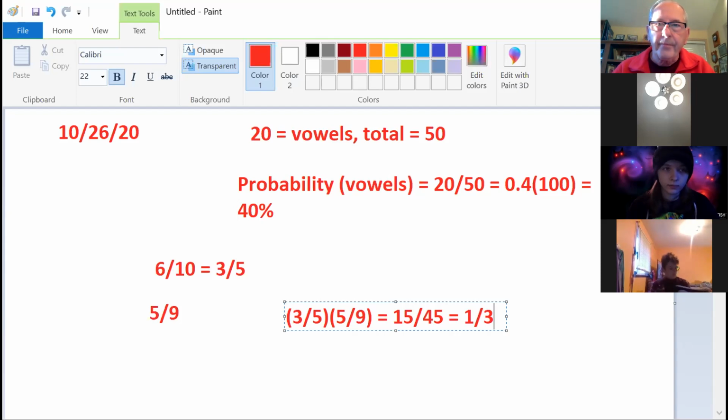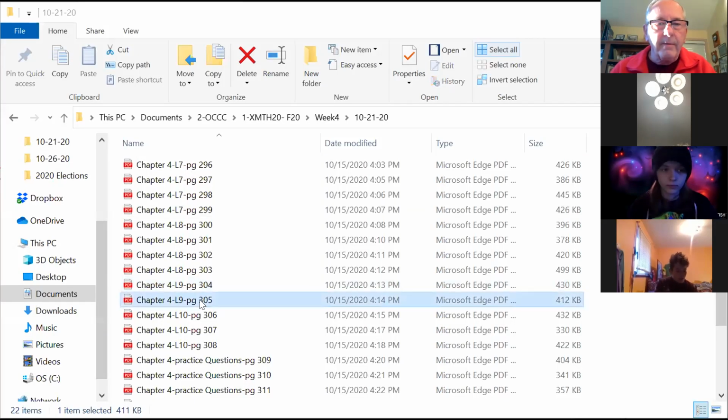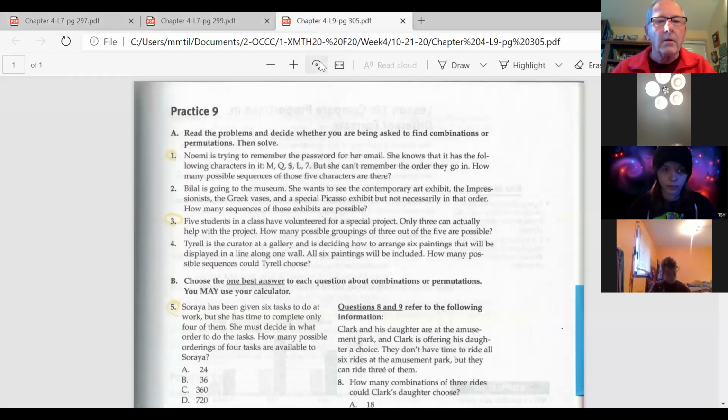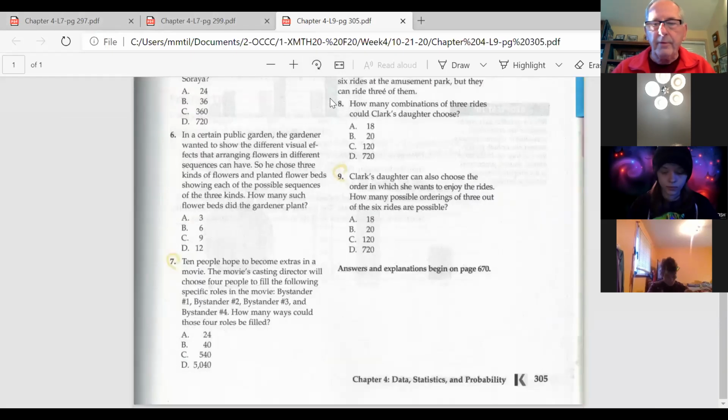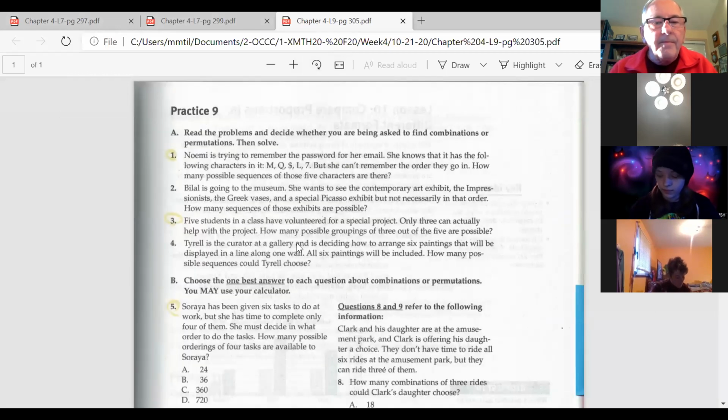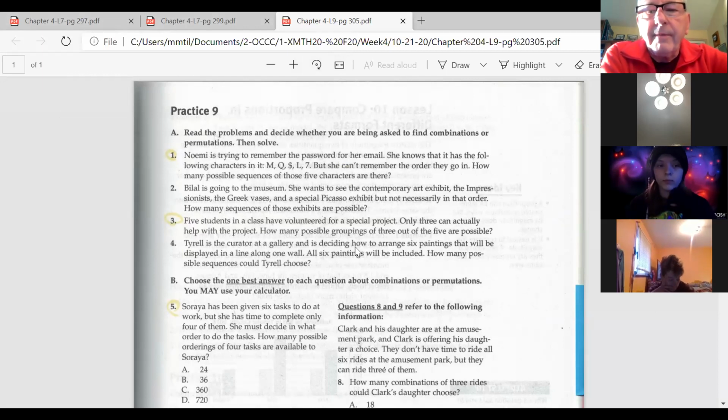Okay, on page 305, number 3. Okay, I'm on 305. You want number 3? Number 3. Okay, 5 students in a class have volunteered for a special project. Only 3 can achieve. How many possibilities a group out of 5? So it's going to be 5 times 4 times 3.